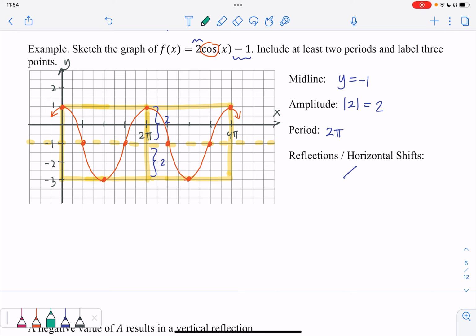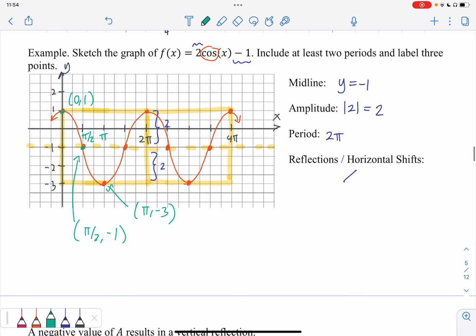It's asking me to identify 3 points. So let's say I have 0, 1. This point here, well, what would that be? If this is 2 pi, I know pi is the second tick, then this tick would be pi over 2. So I notice that this point here would be pi over 2, negative 1. And then this point here would be pi, negative 3.